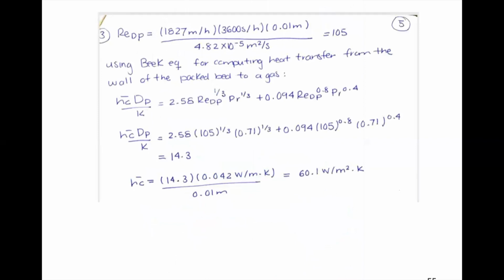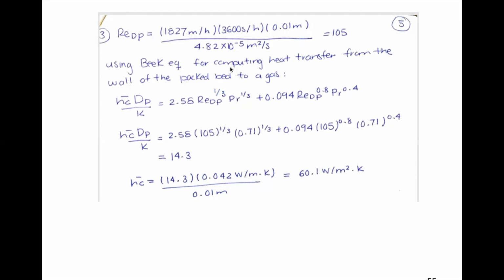The Reynolds number with this particle diameter can be calculated. Here, don't forget, just for homogeneity, I'm multiplying to have everything in seconds and remove the hours, right? Because I have the kinematic viscosity in seconds. And I get a Reynolds number of 100.5.